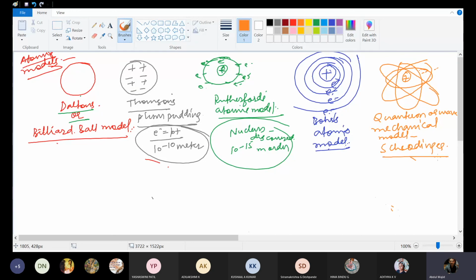Is this okay? This is a pictorial representation of different atomic models. This is Dalton's atomic model, then plum pudding model, then Rutherford, then Bohr's, and then the quantum or wave mechanical model. This is the most advanced one, the latest one. Is this all okay?